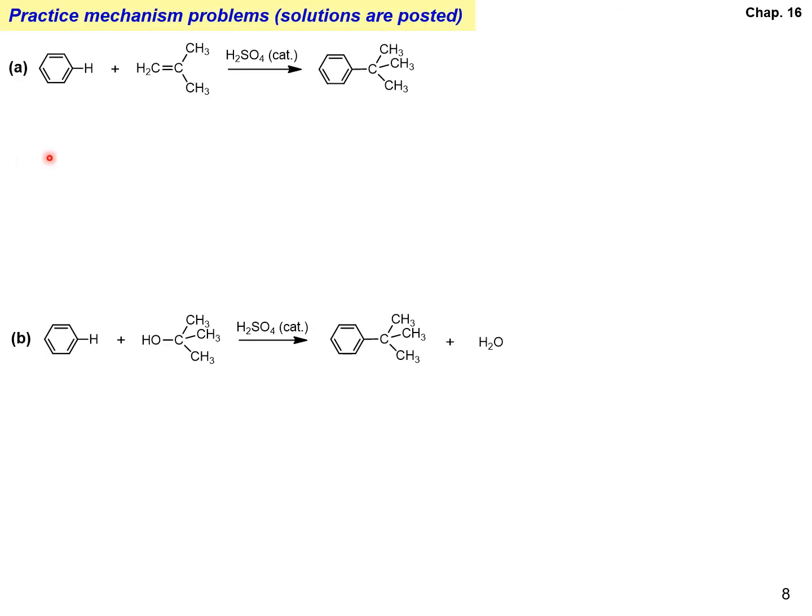You should attempt these two mechanism problems. You have to propose the mechanism for these two Friedel-Crafts alkylation reactions, keeping in mind that carbocations can be formed from alkenes and they can also be formed from alcohols.